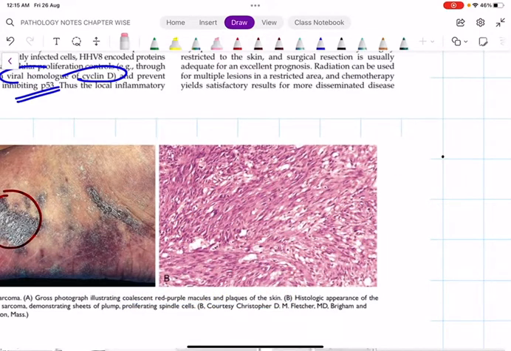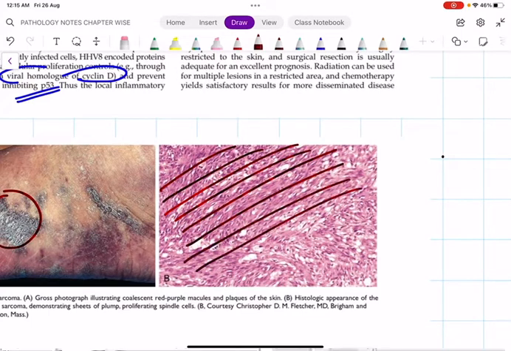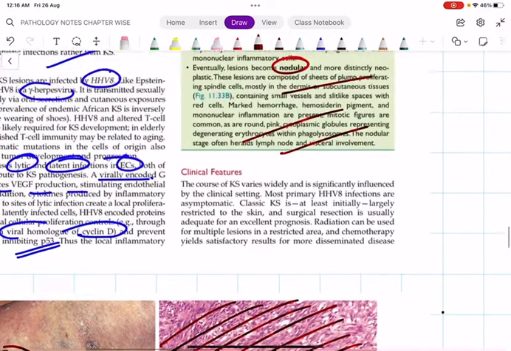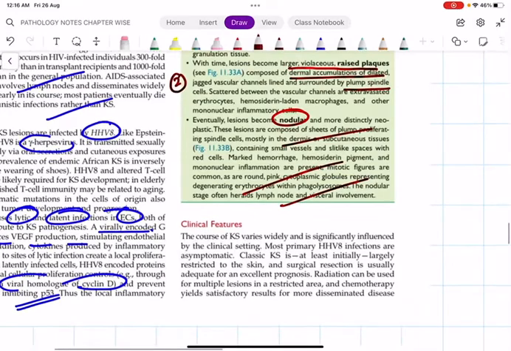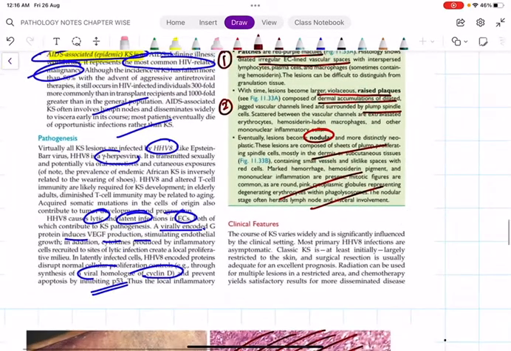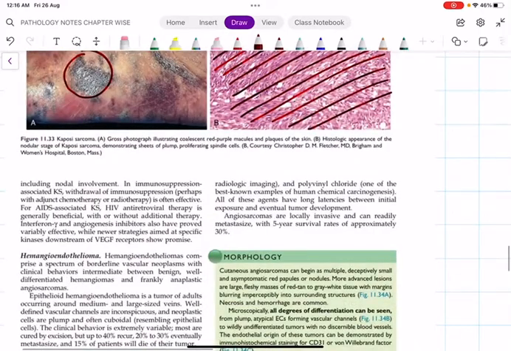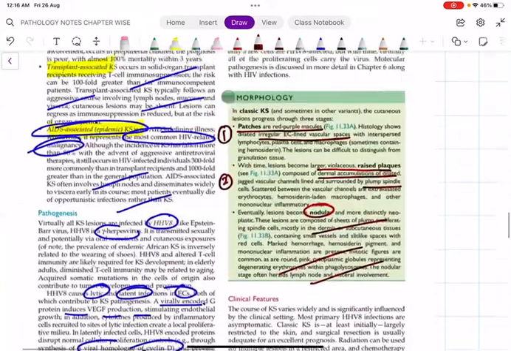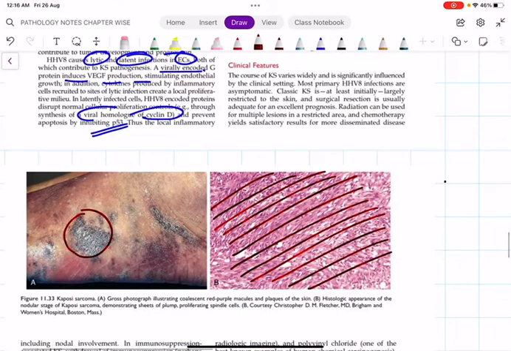You can see that almost the whole of the blood vessels are completely filled with sheets of spindle shaped cells. Coming to the clinical features, remember how the patient will present: coalescent red to purple macules and plaques of the skin. You can see them mainly over the extremities. This doesn't mean only on the extremities, but mainly in the lower and distal extremities.